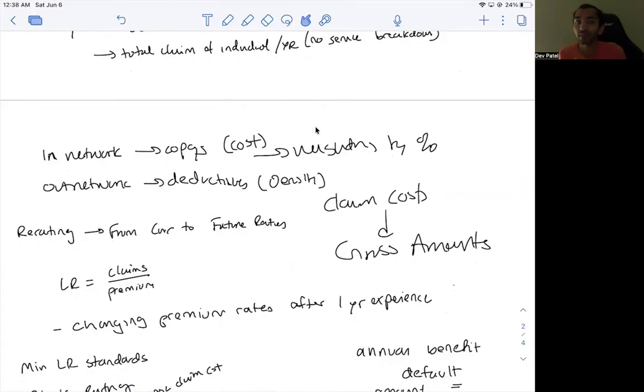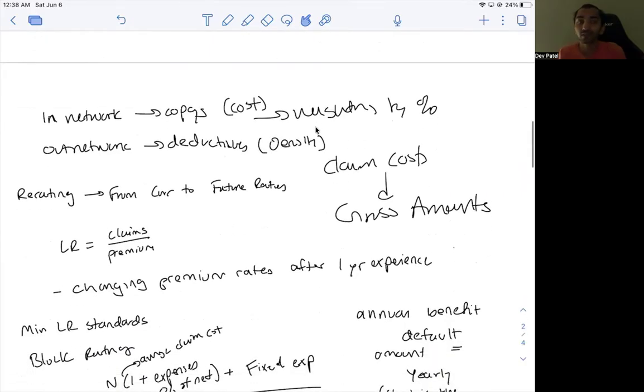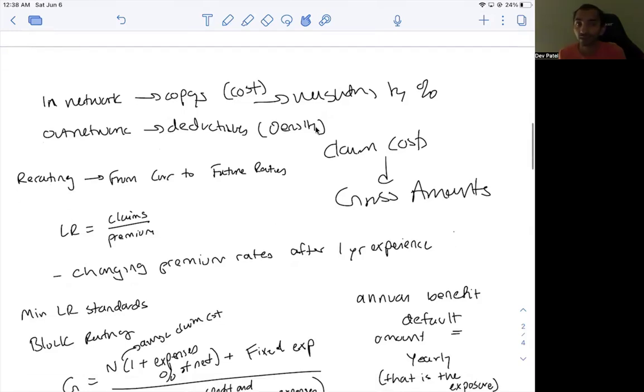Re-rating, you're taking from current to future rates. So if you have a specific loss ratio currently and you want to take it to a future loss ratio, that is re-rating. So how can you adjust the current premiums to get to your desired loss ratio? And you take the ratio of the loss ratios, target over desired, and then you adjust the premiums accordingly.